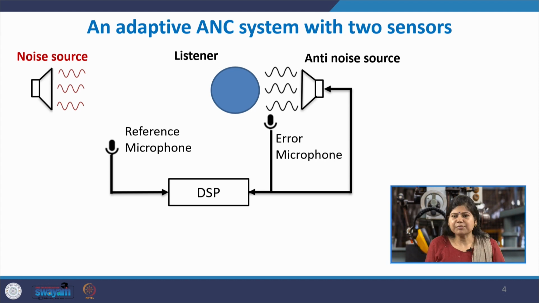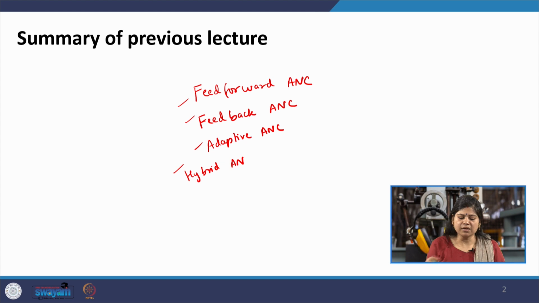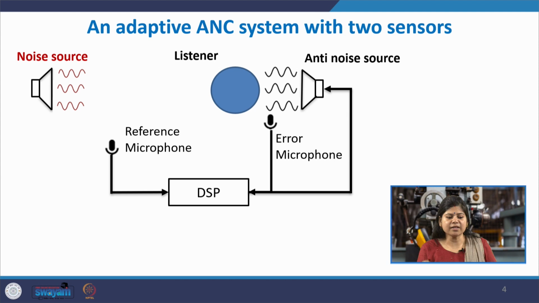So, what is an adaptive ANC system? It is very simple, similar to the hybrid ANC system which was introduced in the previous class. There were two microphones. One microphone was facing the ambient environment near the source, and from the first microphone a reference signal was generated and given to the DSP. This is a typical architecture of an adaptive ANC system that has two sensors.